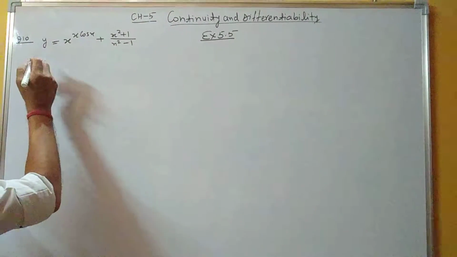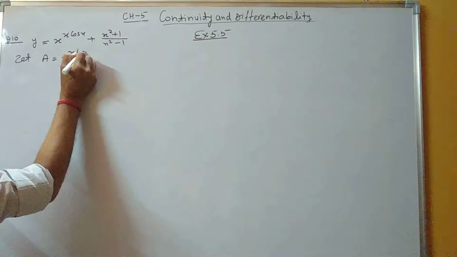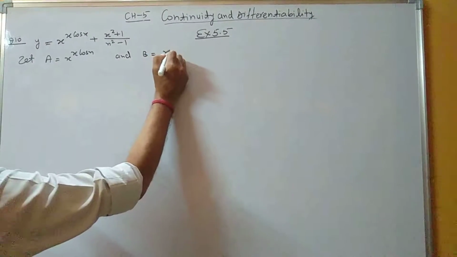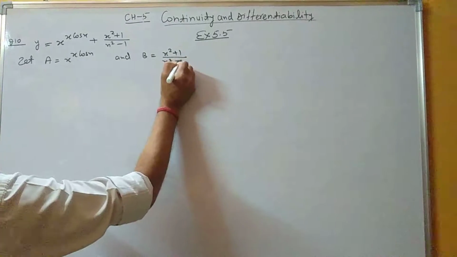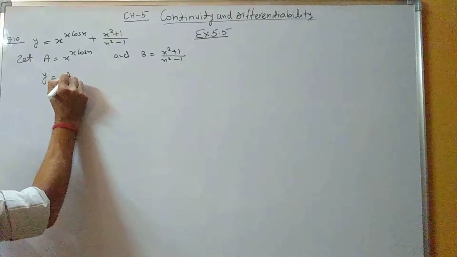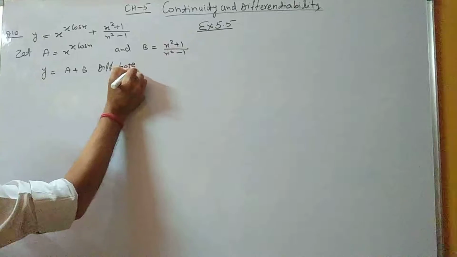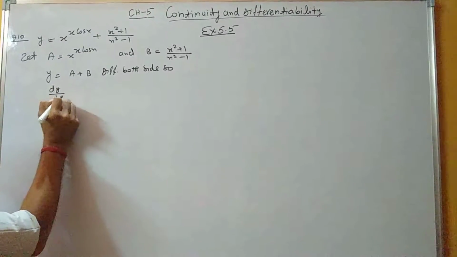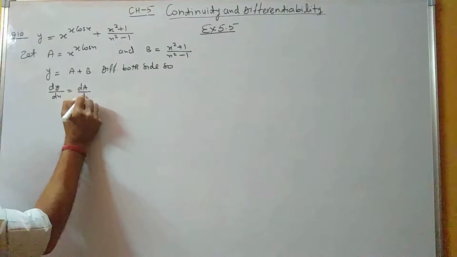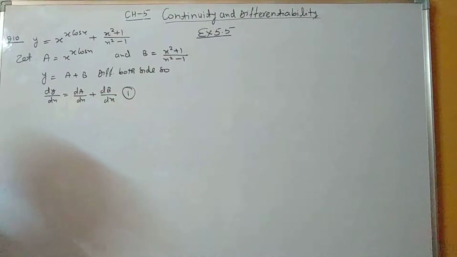So, in this question, let a is equal to x to the power x cos x and b is equal to (x square plus 1) upon (x square minus 1). Now your question is y is equal to a plus b. Differentiate both sides. So dy by dx is equal to dA by dx plus dB by dx. That is equation number 1.